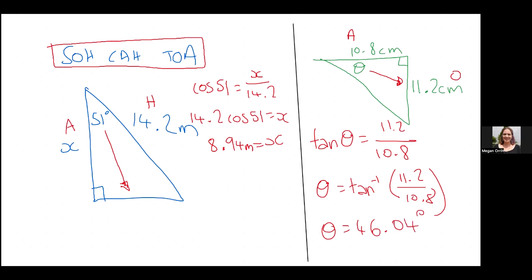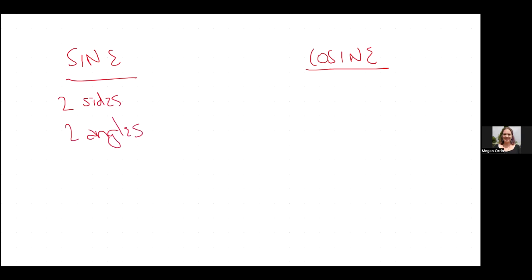All right. How do you know whether to use the sine rule or the cosine rule? How do you know, guys? What's the difference? Sine rule? Good. Two sides and two angles. How do you know when to use the cosine rule? Three sides and one angle.